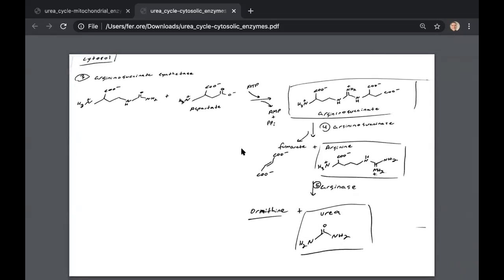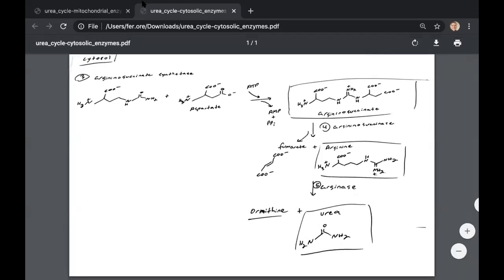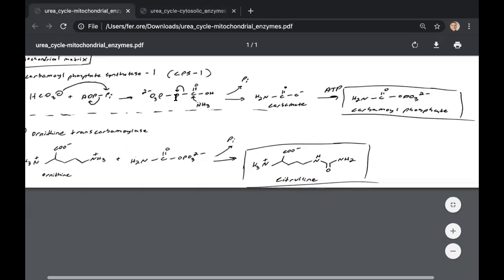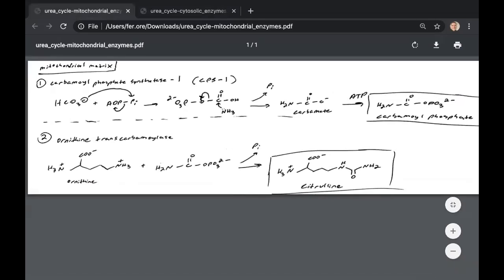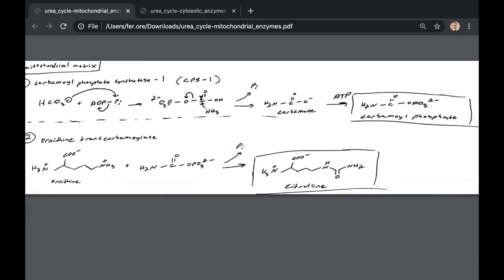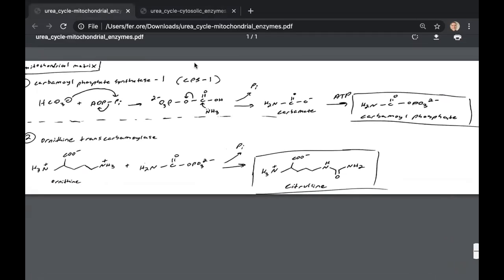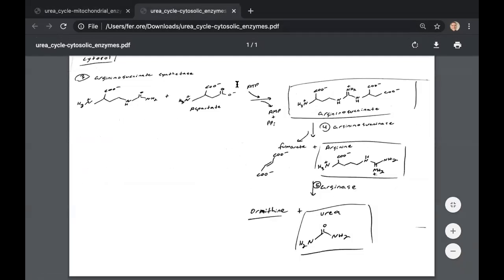And so this process in total, if we were keeping count, requires 4 ATP equivalents. So 2 ATPs using carbamoyl phosphate synthetase 1, and 2 ATP using argininosuccinate synthetase.